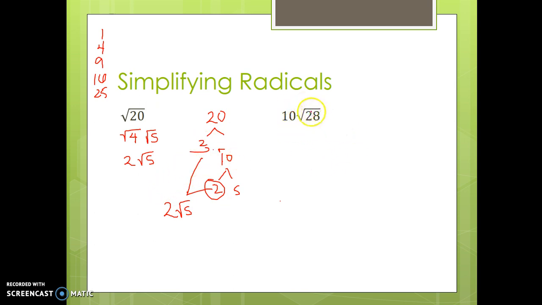If there's a number out front, that doesn't change what you're doing. You still have your 10 out front, just times whatever you would do here. So instead of the square root of 28, I would change this to the square root of 4 times the square root of 7, because 4 times 7 is 28. The square root of 4 is 2, so I have 2 radical 7. Now that I've simplified my radical, my 2 is outside along with my 10, so I can multiply those to get 20 radical 7.